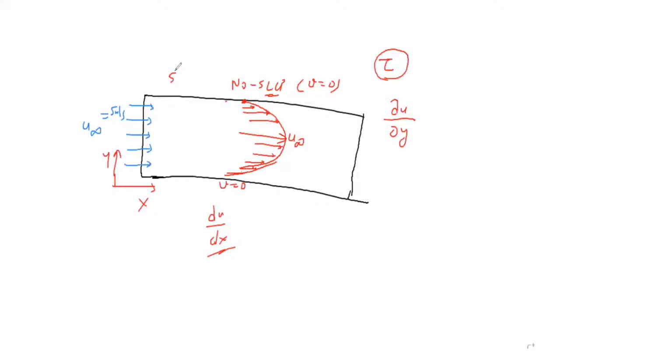But if we keep a slip condition, then everywhere there will be u infinity, and the velocity vector will be of the same length everywhere.